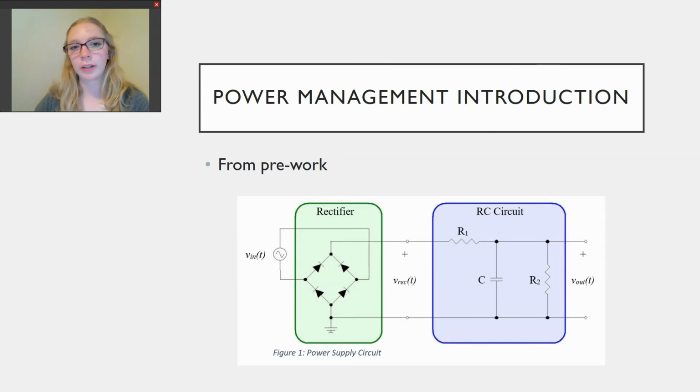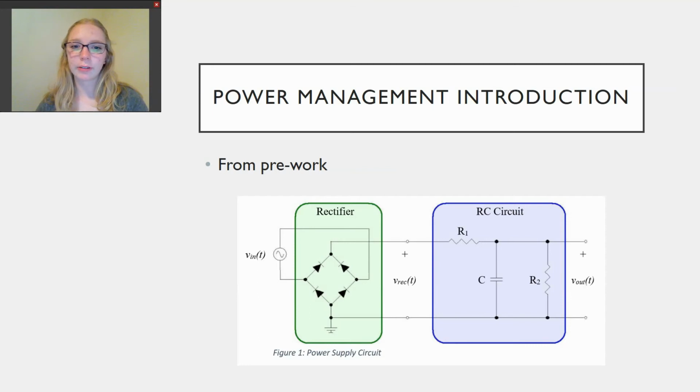So to start off, the power management system from the pre-work is this circuit shown right here. It includes the V sign as the source, which goes into the rectifier, and the rectifier takes an AC signal and transfers it into a DC signal using 4 diodes, since it's a full wave rectifier. And the RC circuit attached helps to lower down the ripples from the voltage to get a smoother DC output.